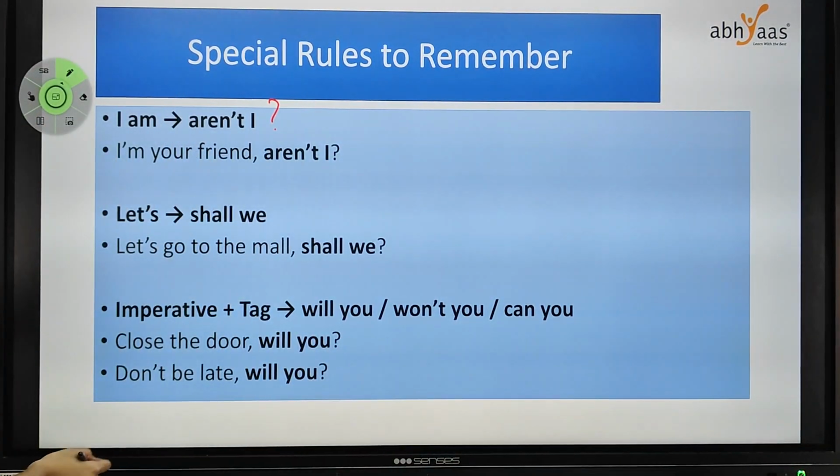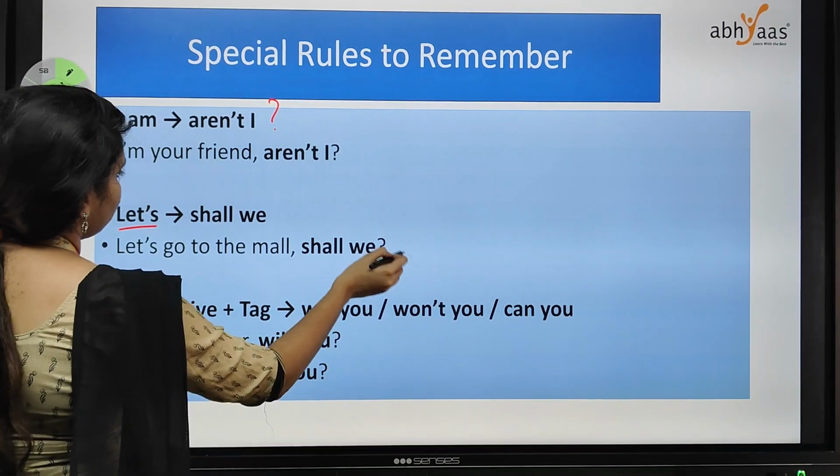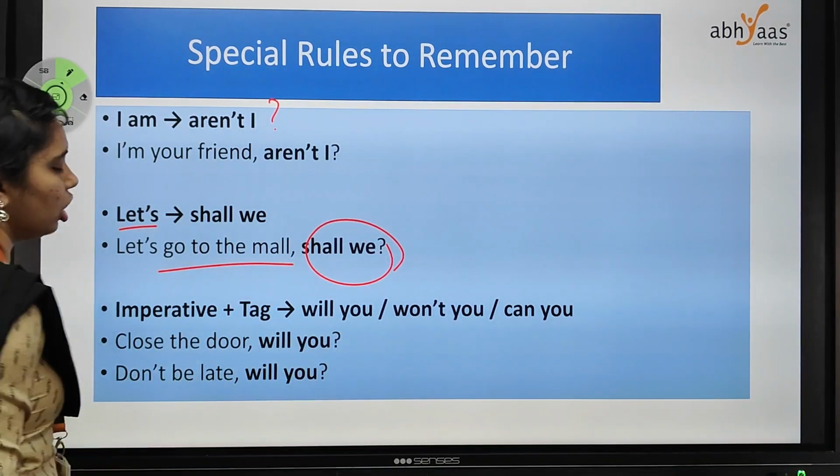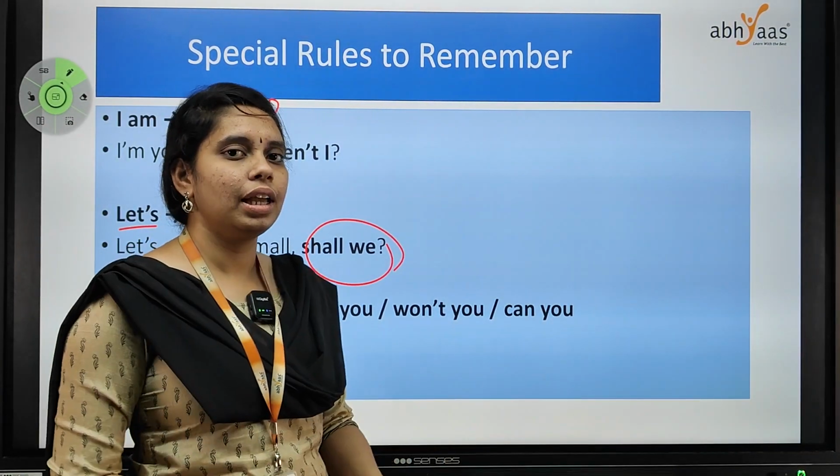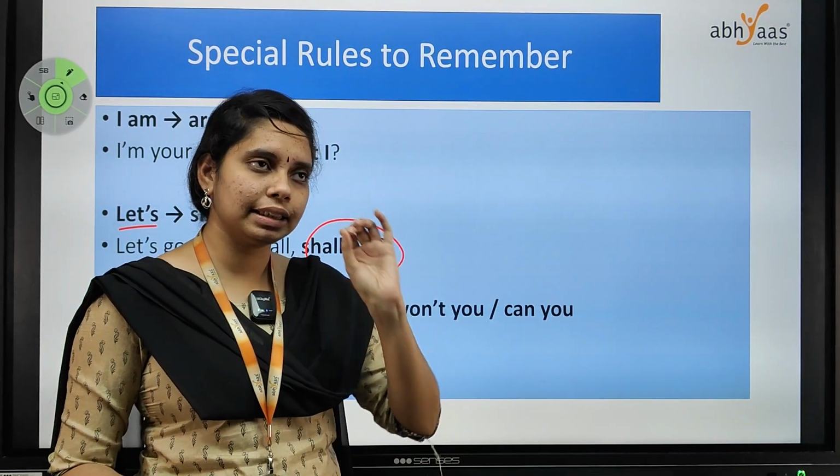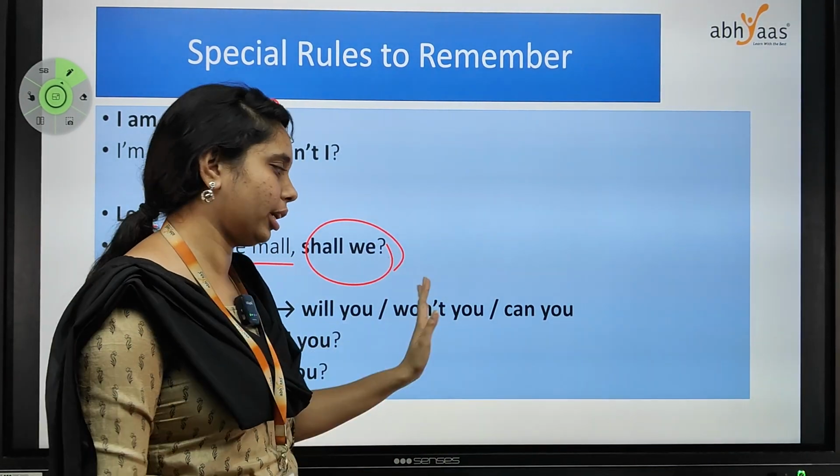Next, whenever you encounter let's, the question tag should be shall we. Let's go to the mall, shall we? Let's play tennis, shall we? Let's go to dinner, shall we? Whenever let's comes into the picture, you should always go with shall we.